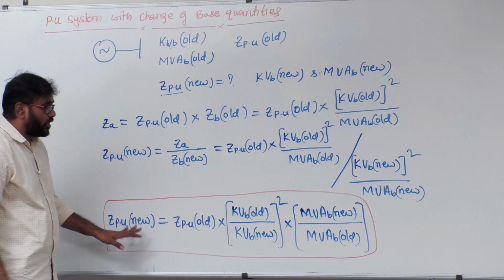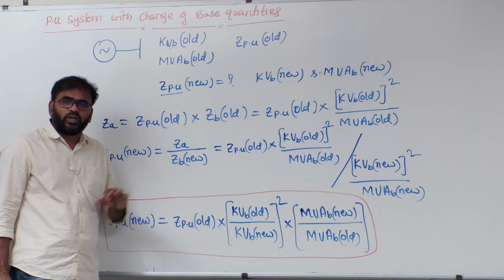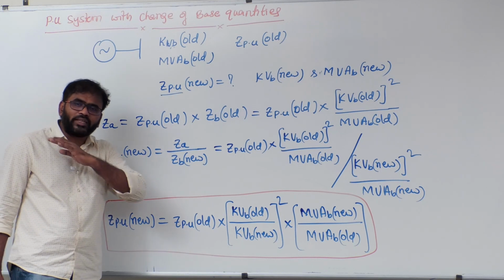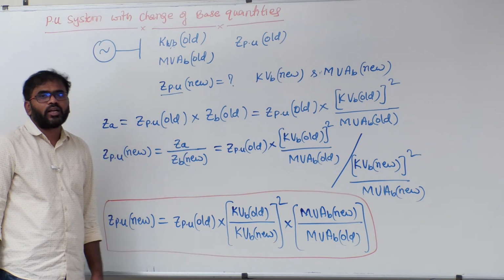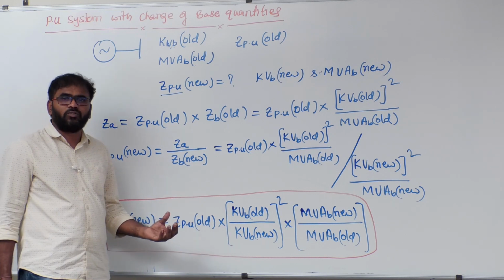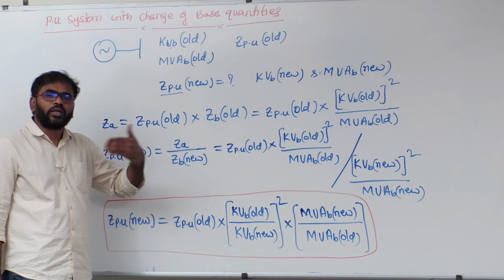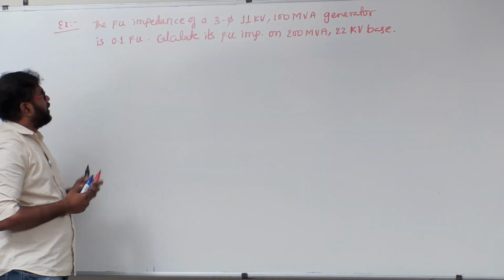And this formula is very, very important. By using this formula, we are going to convert a complete interconnected network onto a common base. That means we are going to calculate the per unit impedance of every element in an interconnected system onto a common base. Now we will solve this example.